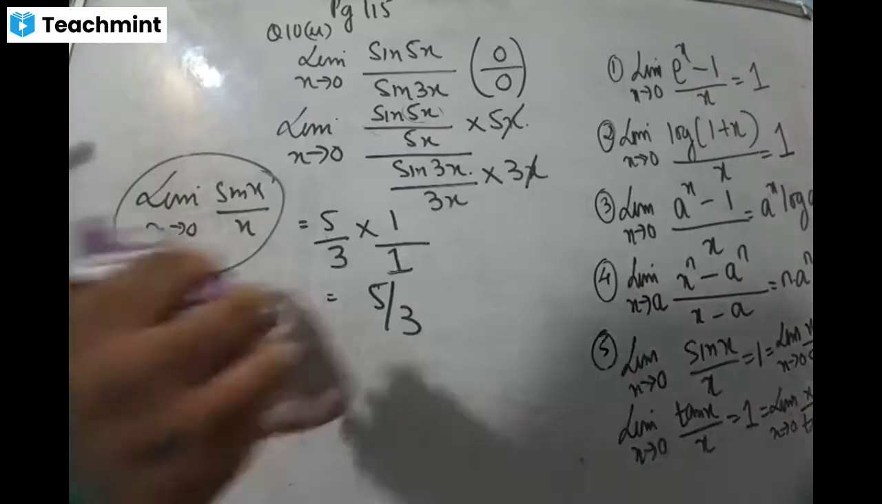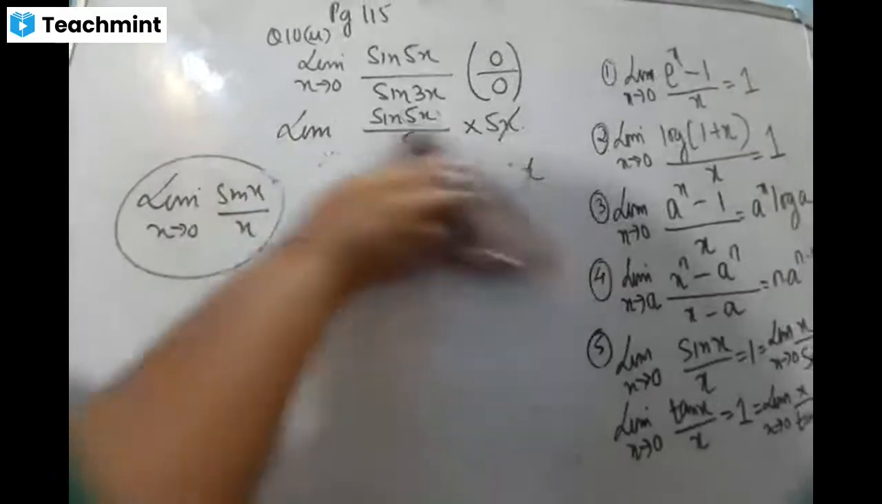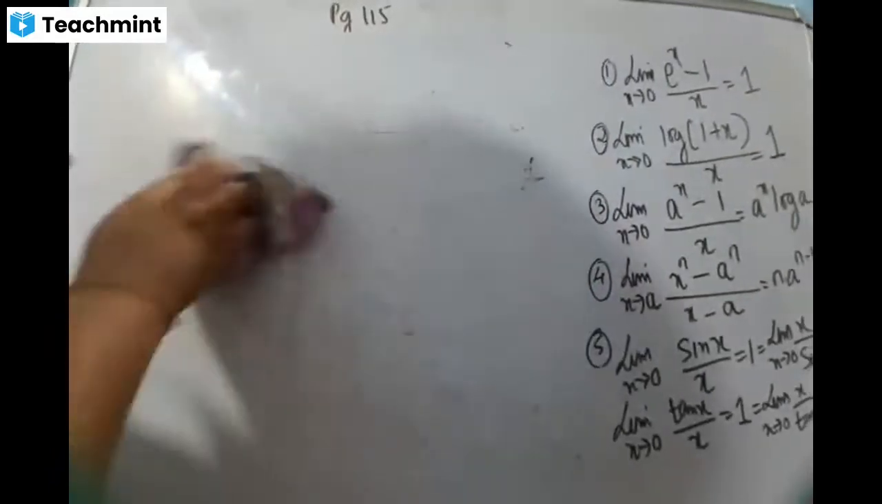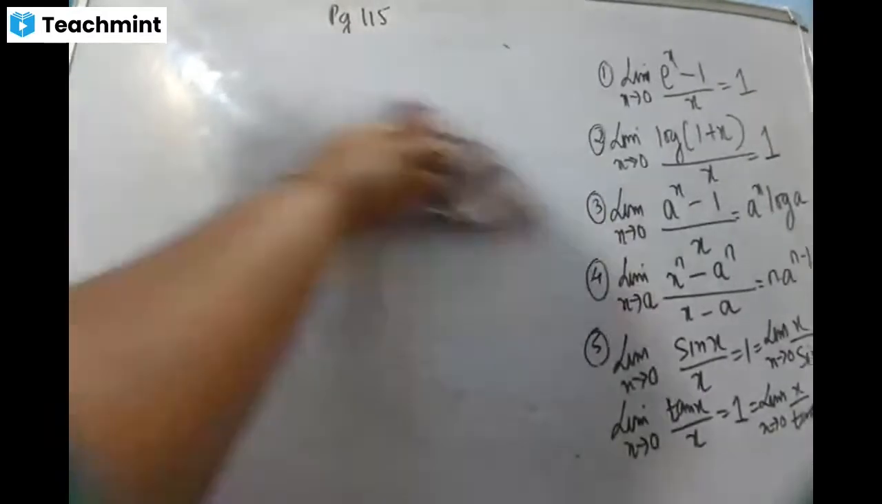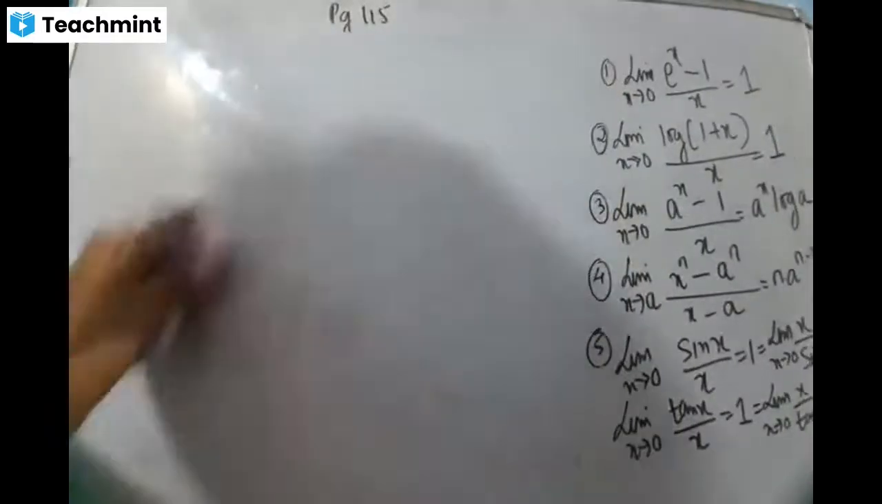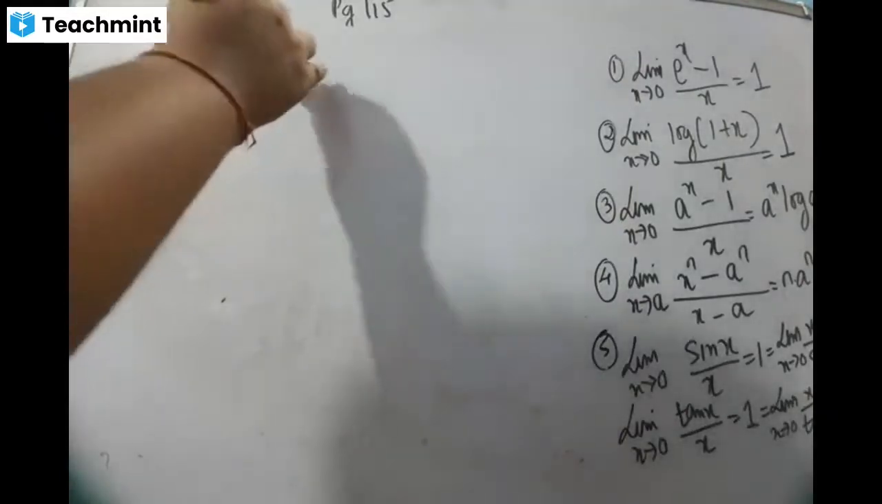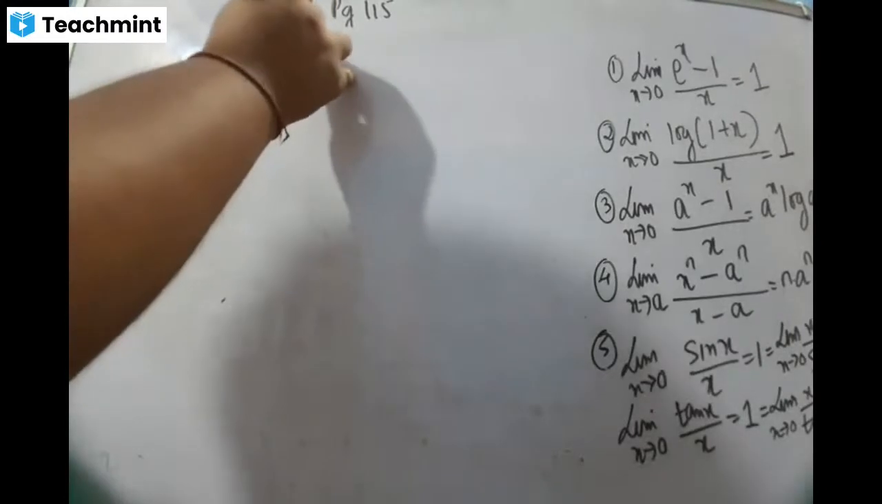Okay. So using property is very simple. You don't have to factorize also. So look at the board. This is question number 12, subdivision 3.